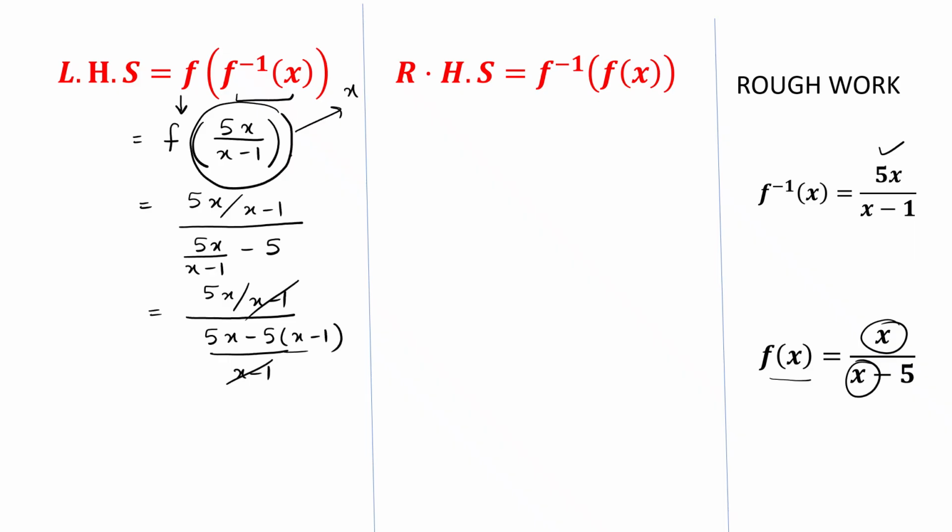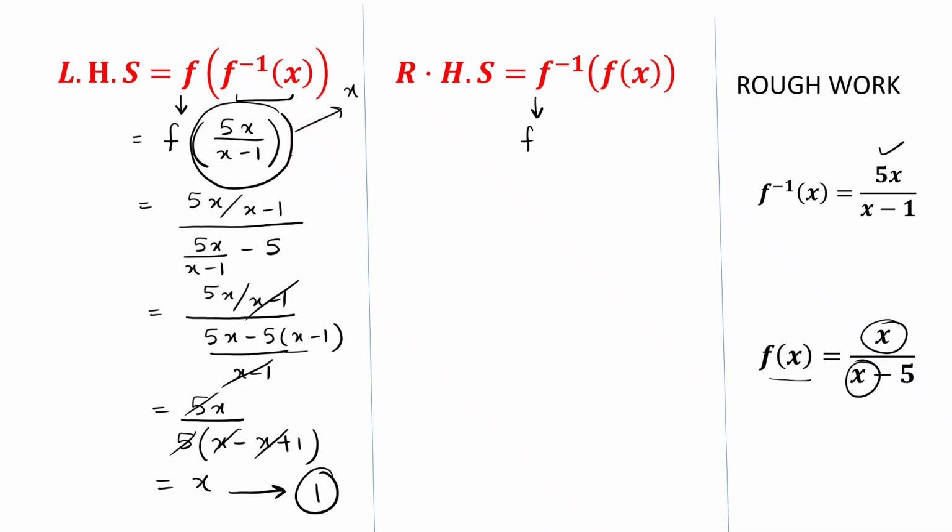x minus 1 and x minus 1 will cancel. 5 is common in the denominator. And the answer of left hand side is x. Named it as equation number 1. Now consider right hand side.